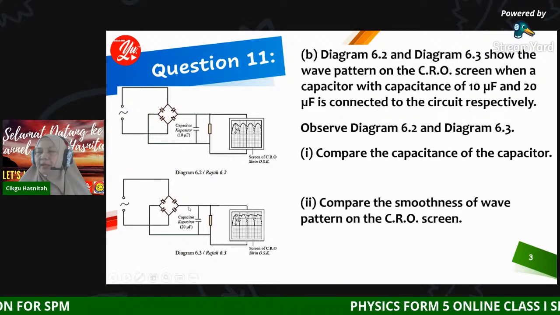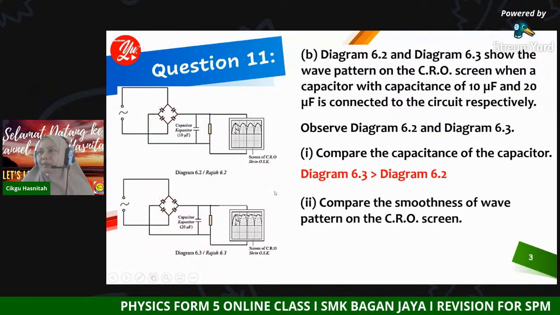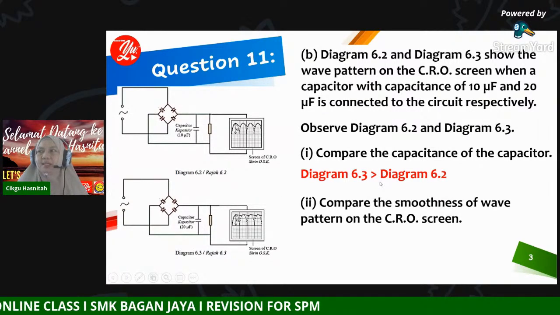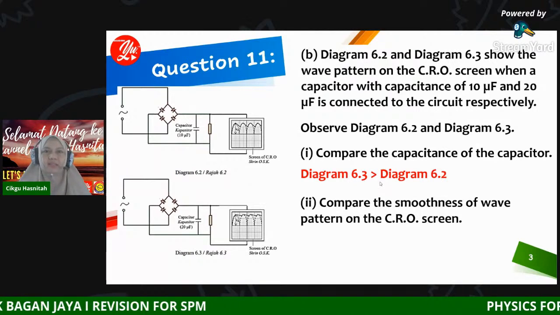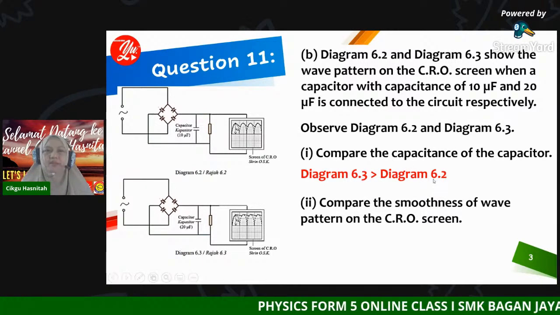How do we compare the capacitance of the capacitor? Which one is higher? Okay, diagram 6.3 is greater than 6.2. We can write it in this way: diagram 6.3 is greater than diagram 6.2.